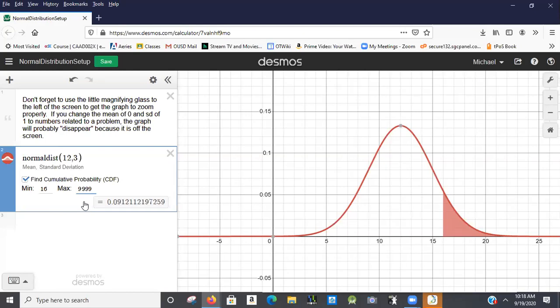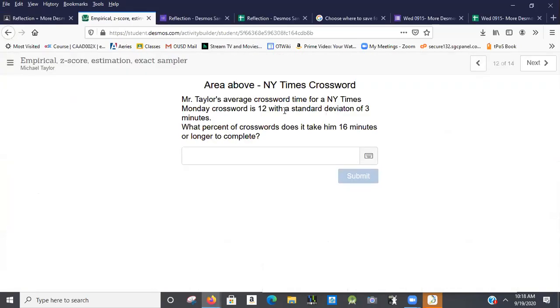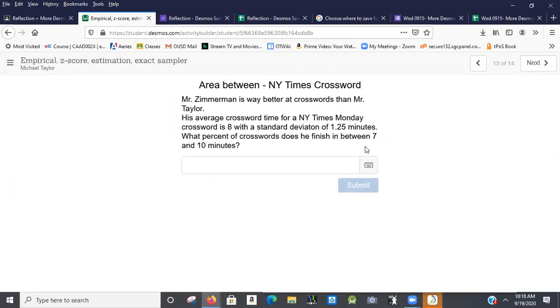0.091, about 9%, which once again makes sense because if we think about our picture, 15 is 1 standard deviation. It's a little farther than 1 standard deviation. We know 1 standard deviation leaves 16% out on the end, so that 0.09 is in the right neighborhood. Yay.